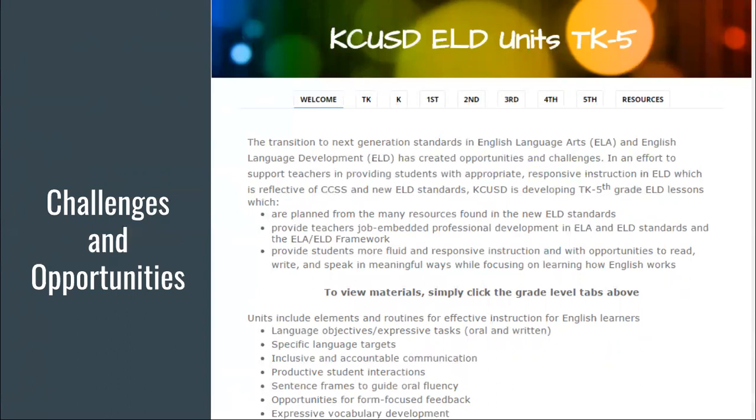So all of these new standards give us a lot of challenges, but also offer a lot of opportunities. So to assist our teachers in our district transitioning to the next generation standards, I created some units for them to play around with. And what they really did was provide a context which was integrated in Next Generation Science Standards, but gave them a place to see the ELA standards and the ELD standards work together.